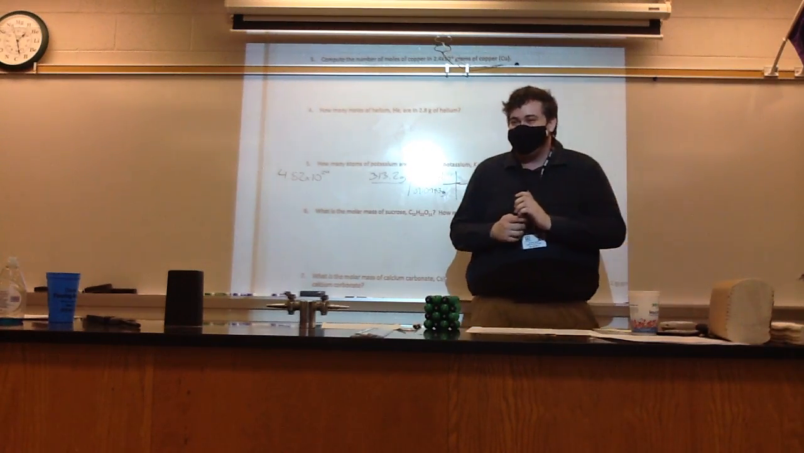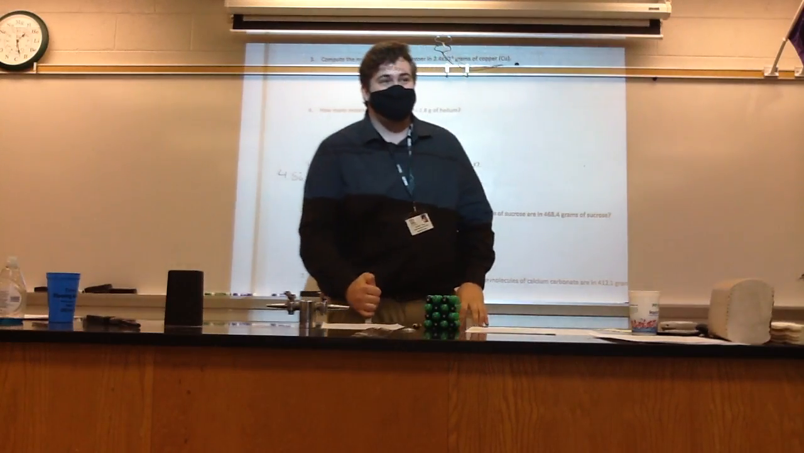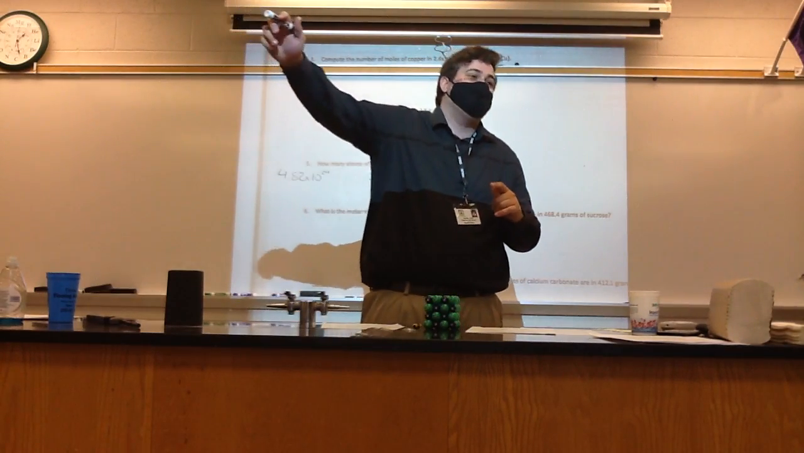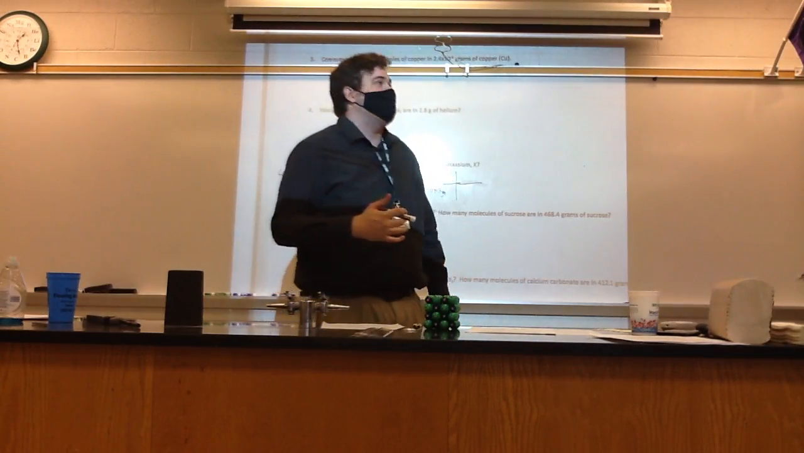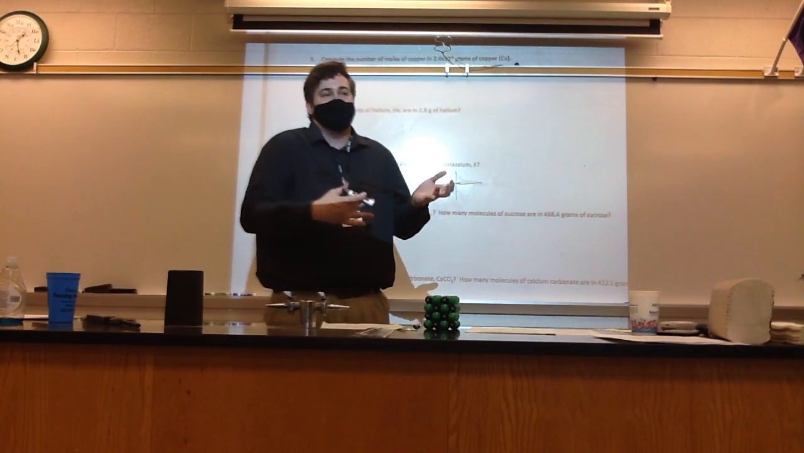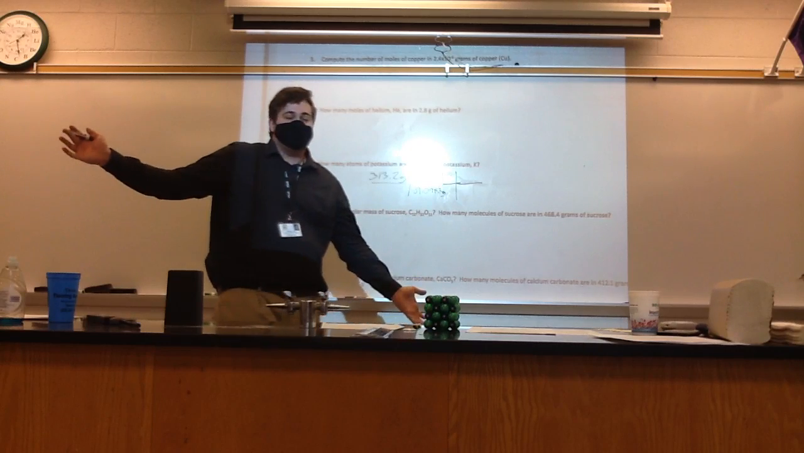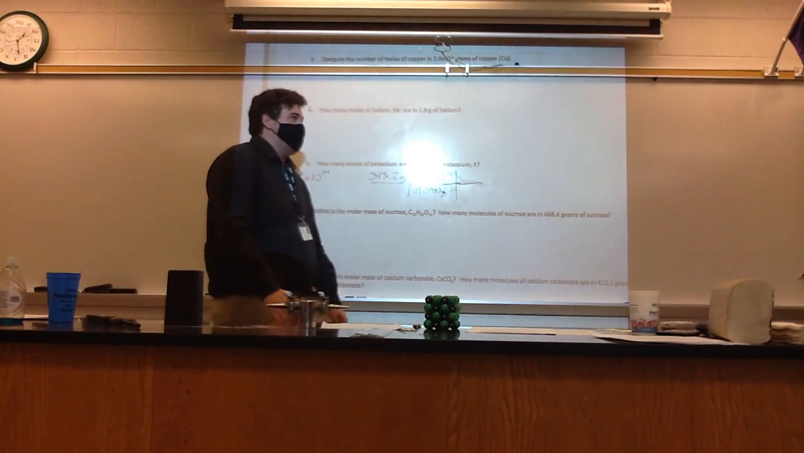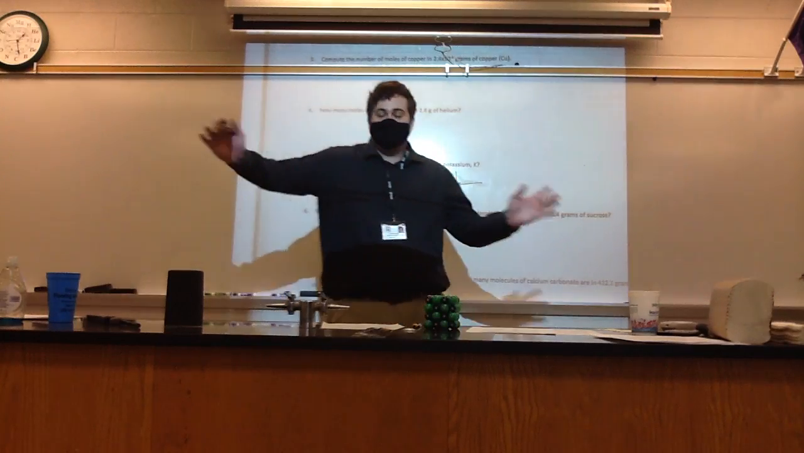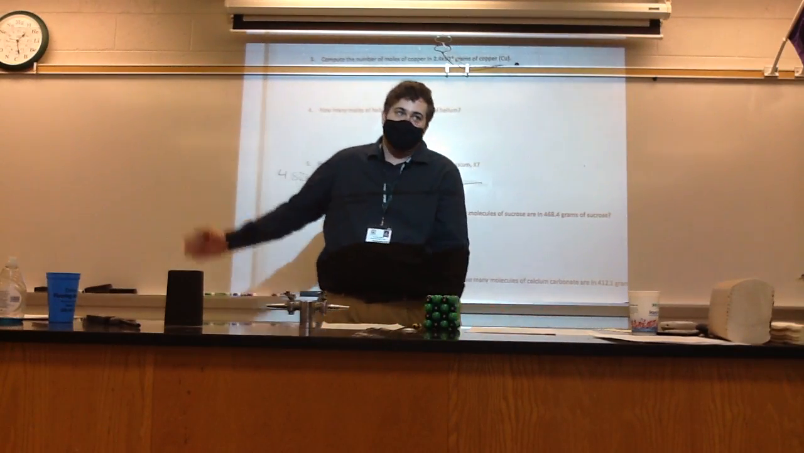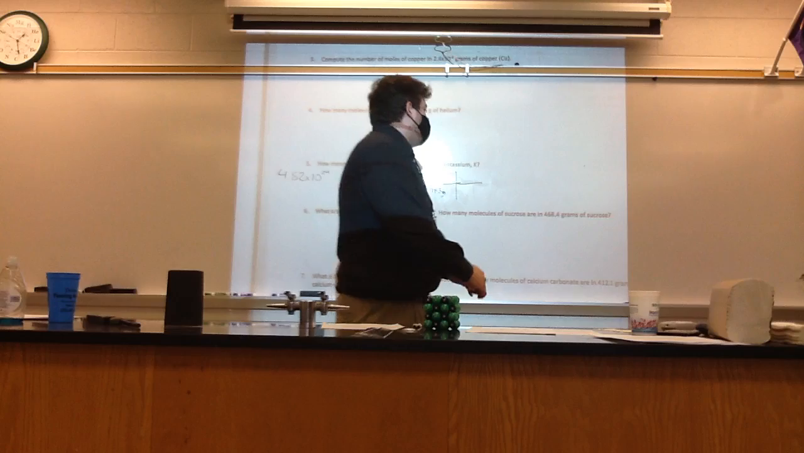Average atomic mass is what we're using on the periodic table. Avogadro's number is basically telling us how much is in a dozen, except that we're talking about moles and atoms. So it's like 12 items in one dozen compared to 6.02 times 10 to the 23rd atoms in one mole. Just keep that in mind.